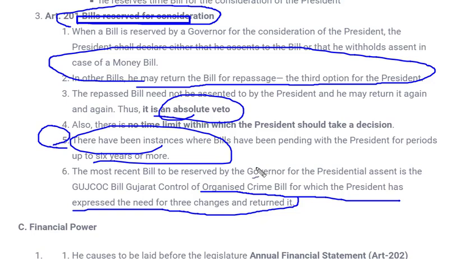Now when the legislature amends the changes, only then will it return back to the president, and the president, if he wants, may give his assent, and if he doesn't want, he won't give his assent. As he has asked for 3 changes, if the 3 changes are done, then he will of course generally give assent to the bill, and that bill will come back to the state legislature. So this was the legislative power of a governor.